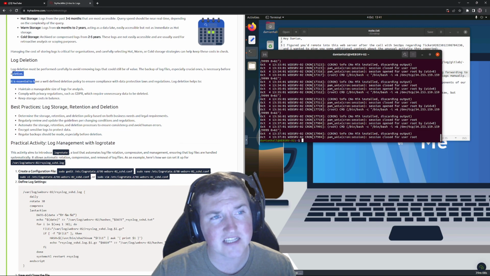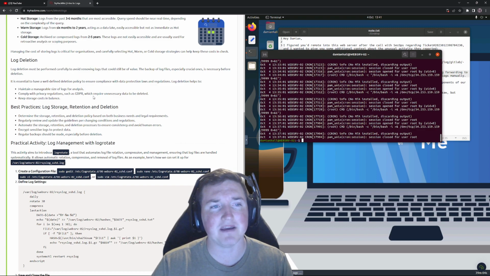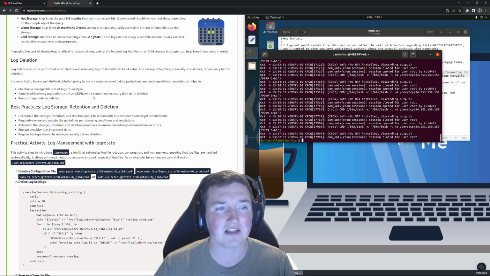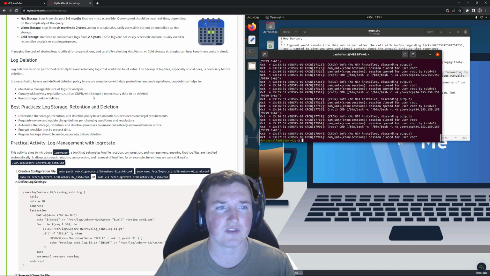Now, log deletion. Like it says right here, log deletion must be performed very carefully because you may delete something that you don't realize is actually important. You don't want to do that. So this is where you need to really understand your environment and understand what logs you are pulling, okay?